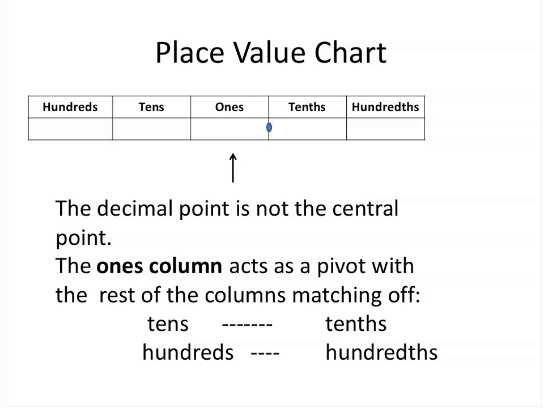And we can see below there, to the left of the ones column, you can see the tens. To the right of the ones column, we can see the tenths. So it goes tens, tenths. On the left we have hundreds, and on the right we have hundredths. So we're getting that matching happening.